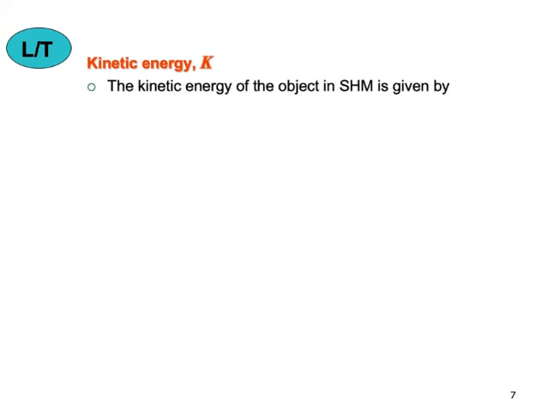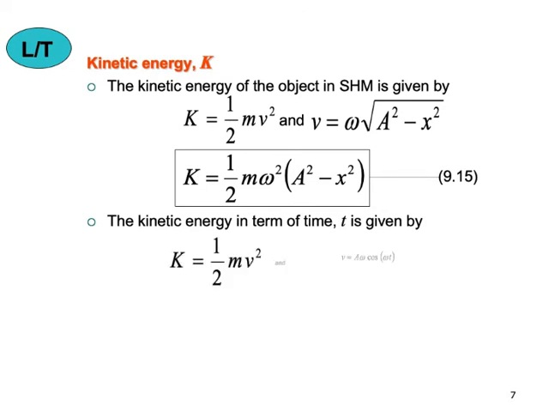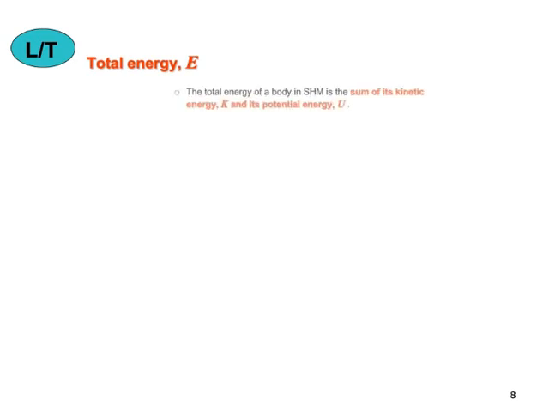Kinetic energy K. The kinetic energy of the object in simple harmonic motion is given by K equals half mv squared, and v equals omega square root of (A squared minus x squared), so K equals half m omega squared (A squared minus x squared). The kinetic energy in terms of time t is given by K equals half m omega squared A squared cos squared omega t.